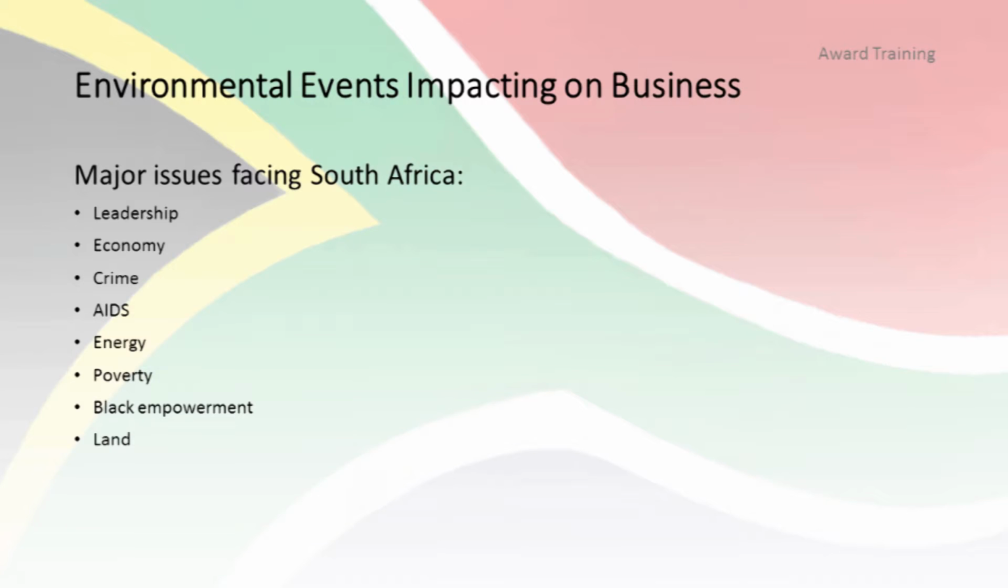Let's also take a look at some of the events which affect South Africans. South Africa faces leadership issues. It has an economy which is not growing very fast at the moment. We've got large amounts of crime. HIV/AIDS presents a problem to us. Energy is becoming an issue. We're building new power plants all the time to try to cope with the growth and infrastructure we need. There's poverty in South Africa. We're dealing with black empowerment, how to readdress the equality of wealth. And land issues are an issue we need to consider as a nation.